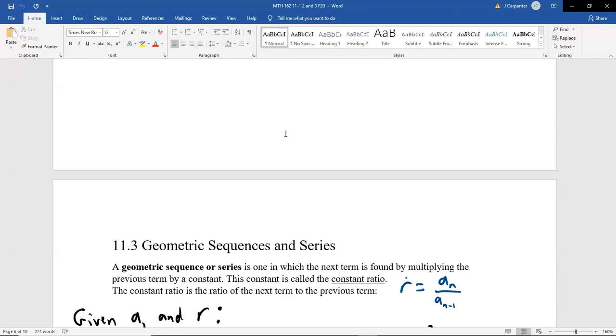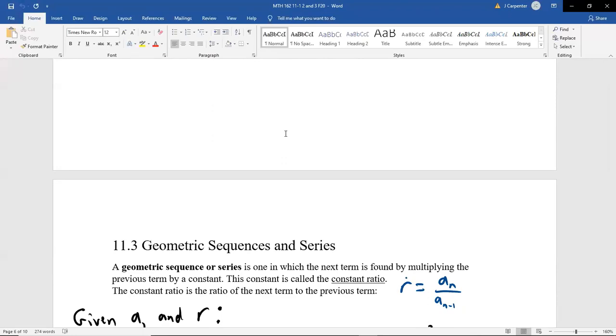So a geometric sequence or series is one in which the next term is found by multiplying the previous term by a constant. We give this number a name. For the arithmetic series, we called it the common difference. Now we call it the common ratio. Common ratio, constant ratio, those are interchangeable words.